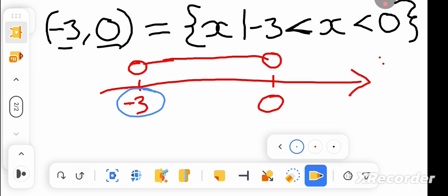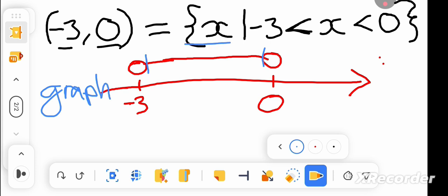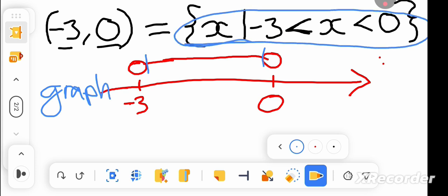So meaning it is including all the values which are in between -3 to 0, but -3 and 0 are not included in that interval. So here, this is a graphical representation, and this one here is the inequality, or let's say a set builder notation. So that is the solution for the first question.